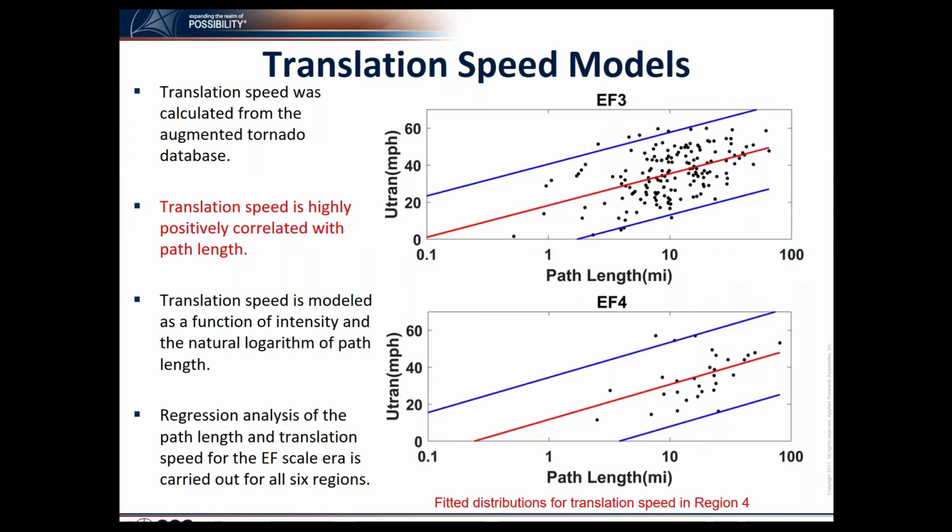The next one is the translation speed model. Translation speed is very important since it increases wind speed on the right-hand side of the track of the tornado and decreases wind speed on the left-hand side. We found translation speeds are highly positively correlated with the path length, so we modeled it as a function of the path length and the intensity, and we did that for all the regions.